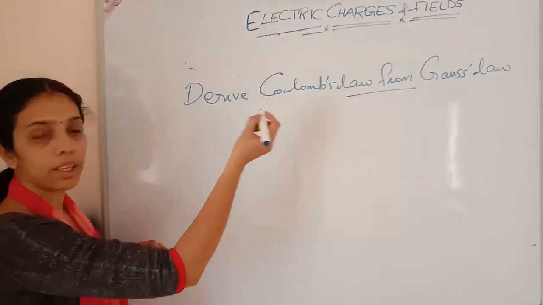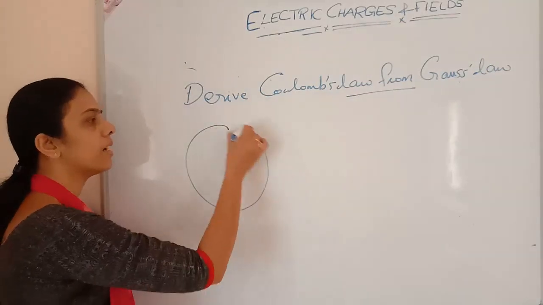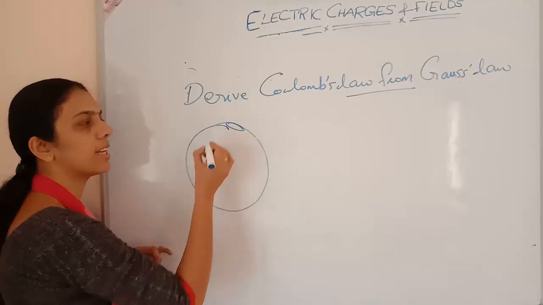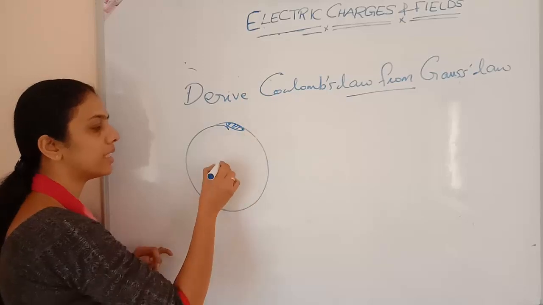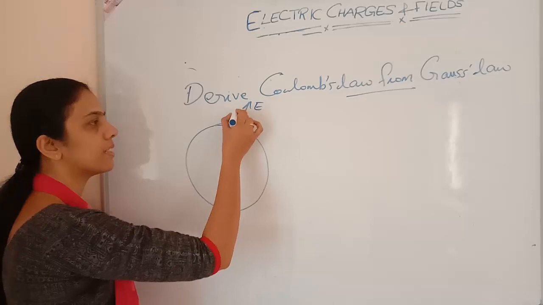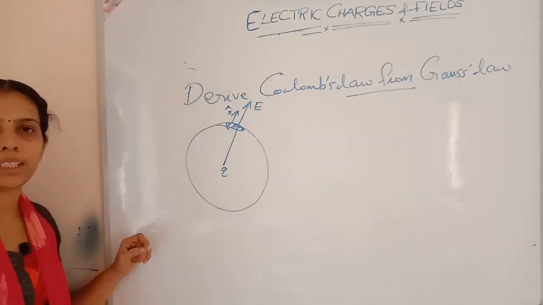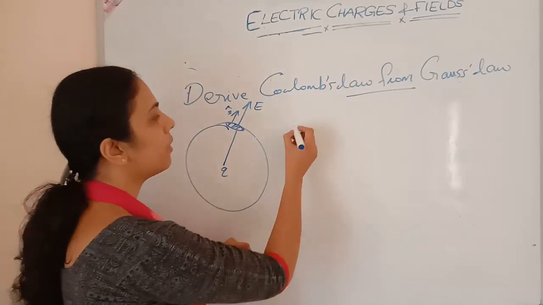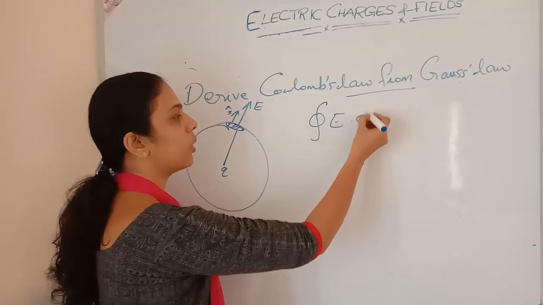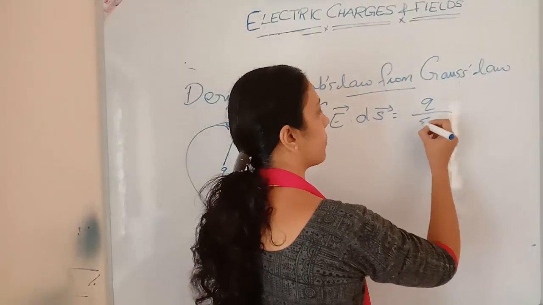Okay, so from Gauss law we should prove this. I am considering a sphere which has a point charge inside. I'm considering a small surface element dS over here, and the electric field will be acting radially outwards. The surface element dS will be acting normally outwards. Okay, so as per Gauss law, the closed integral E dot dS is equal to q by epsilon 0.